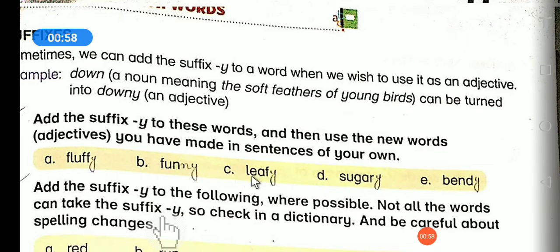Leaf, leafy. Sugar, by adding y it makes the adjective sugary. Bent, by adding y we make it another adjective, that is bendy.